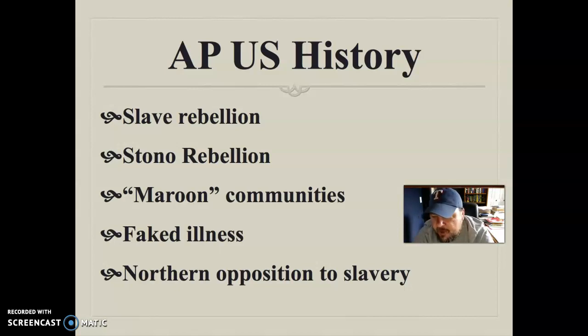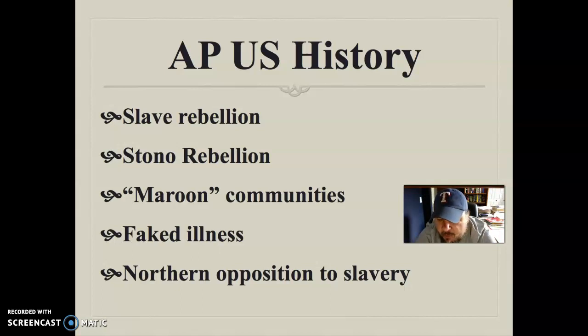So when we talk about slaves rebelling, it wasn't necessarily the violent overthrow of the plantation owners. A lot of it was a little more subtle. Now, obviously, there's people trying to run away. That's a major form of rebellion, of just slaves trying to escape. There's countless slaves that make their way through the Underground Railroad, which we're going to talk about later on in American history. So they try to do that.